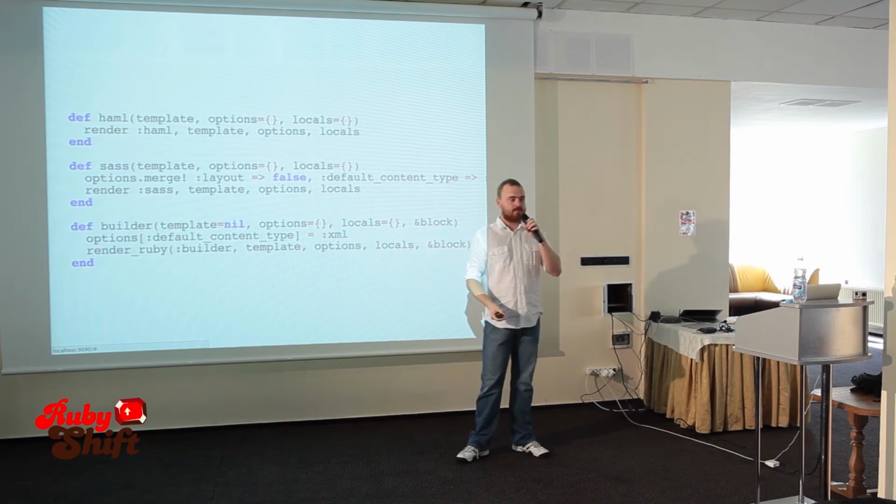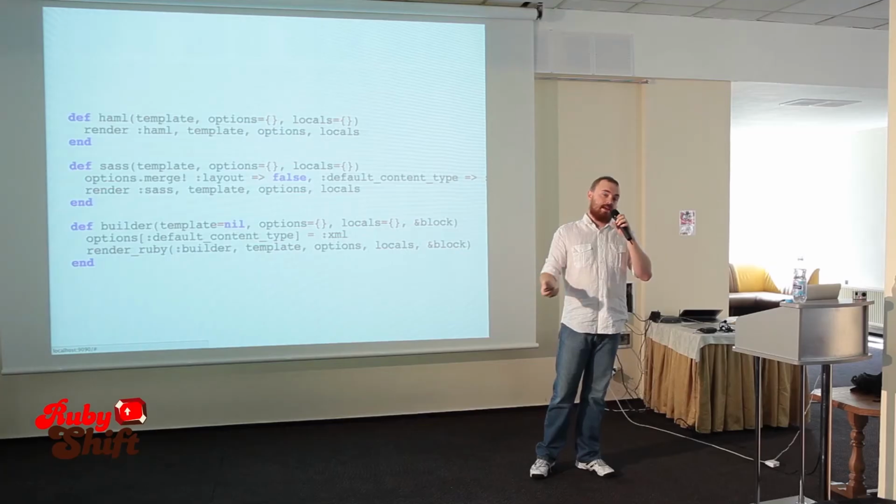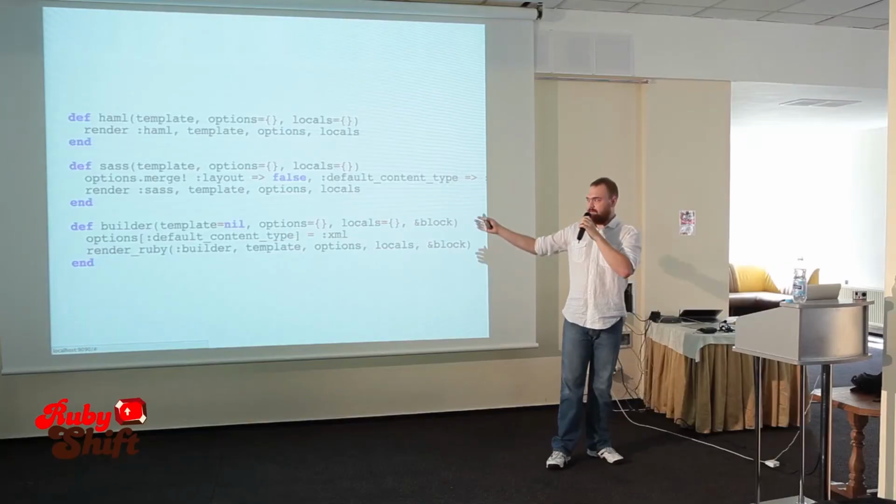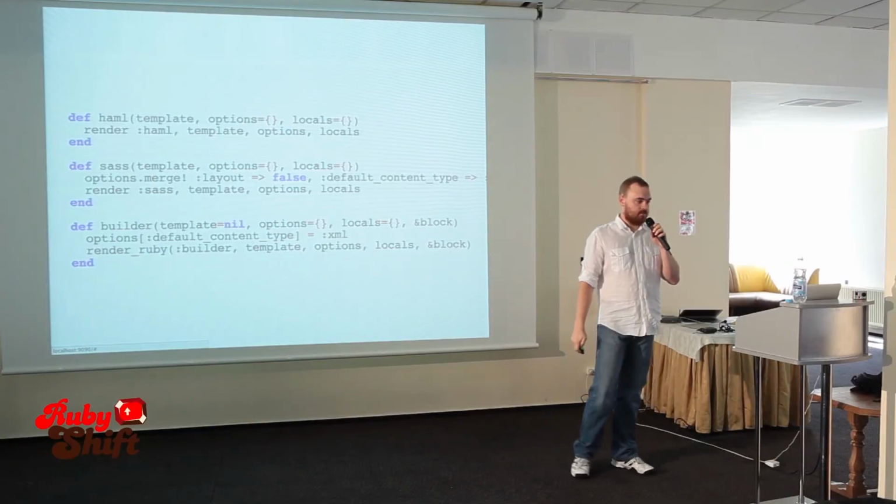And what's more, for example, Sass and Builder have some options inside of it. So anyway, you have to write them like this. So why would you have some methods using this define method and some methods like this? That would make no sense.